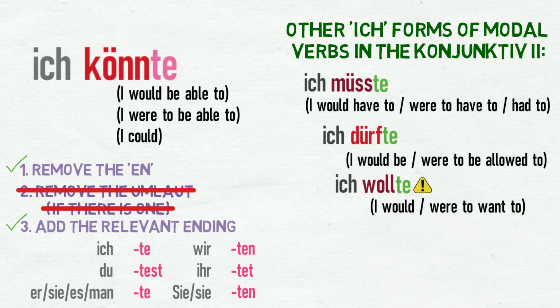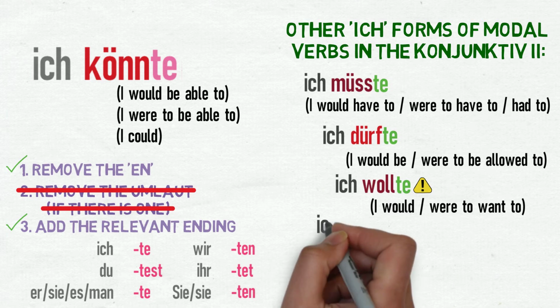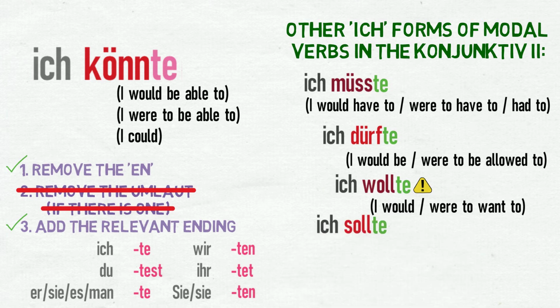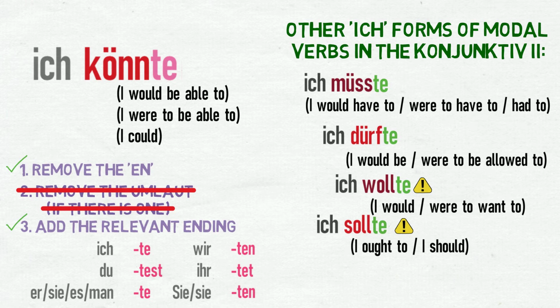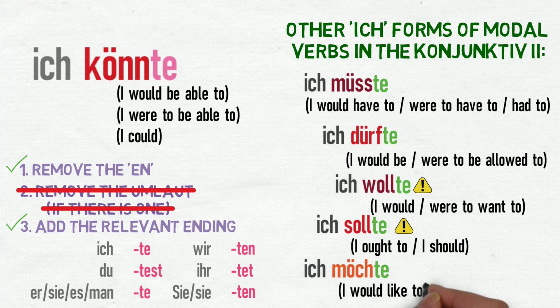Notice that this form is identical to the imperfect version, which means I wanted to. The meaning of this verb form, therefore, depends on context. Ich sollte, I ought to, or I should. Notice again that this verb is identical to its imperfect form, which meant I was supposed to. So the meaning of this verb depends on context too. Ich möchte, I would like to.